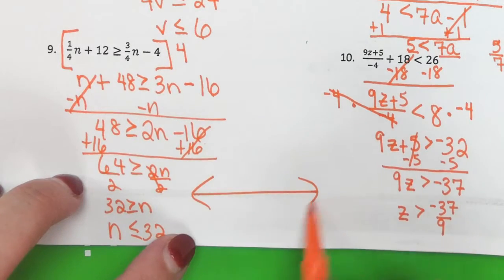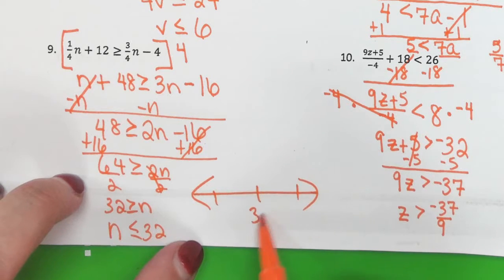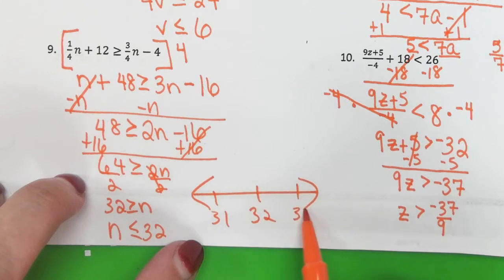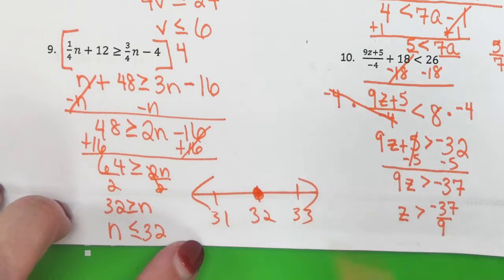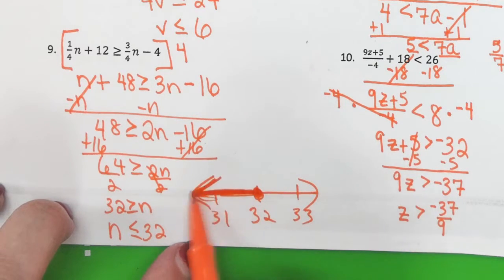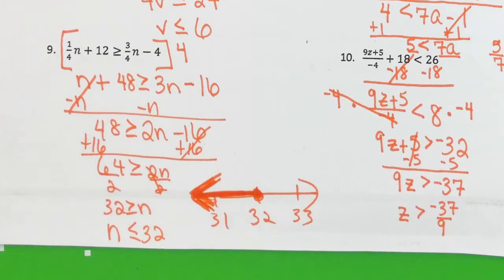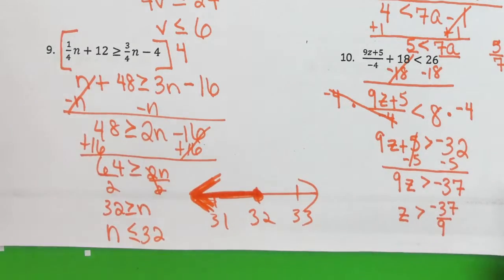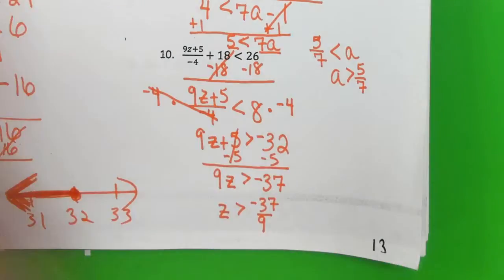Okay. All right, here we go. 2 more, guys. That's 32, 31, 33. Closed dot, right? Big. To the left. To the left. You ready? Okay. All right. Here we go, Bella. One more of these.